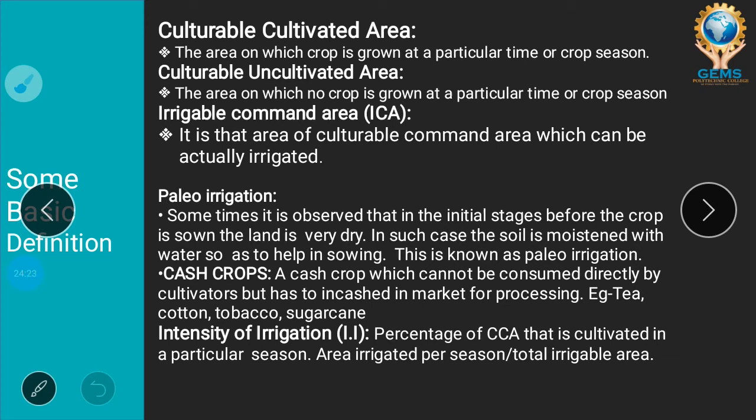This is a very important topic. Most of the time it is asked for a 3 marks question. What is paleo irrigation? Paleo irrigation means that sometimes it is observed that at the initial stage, before the crop is sown, the land is very dry.